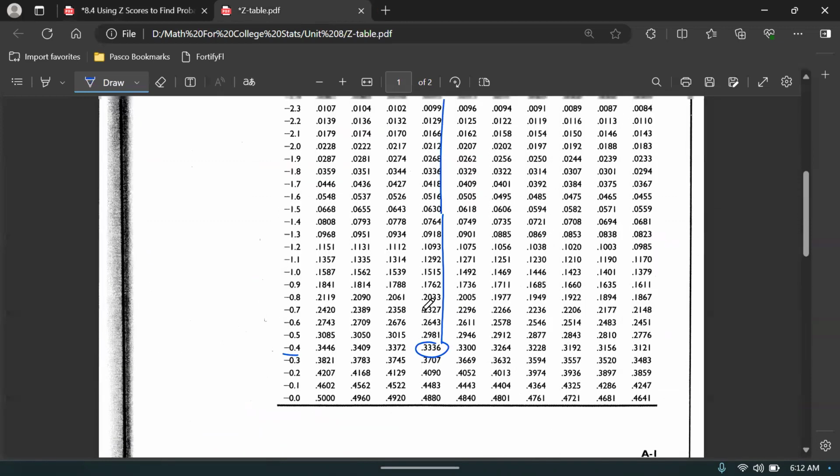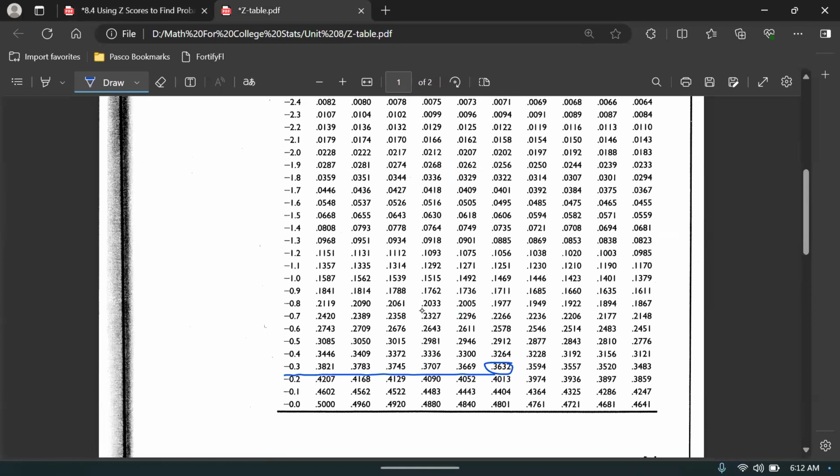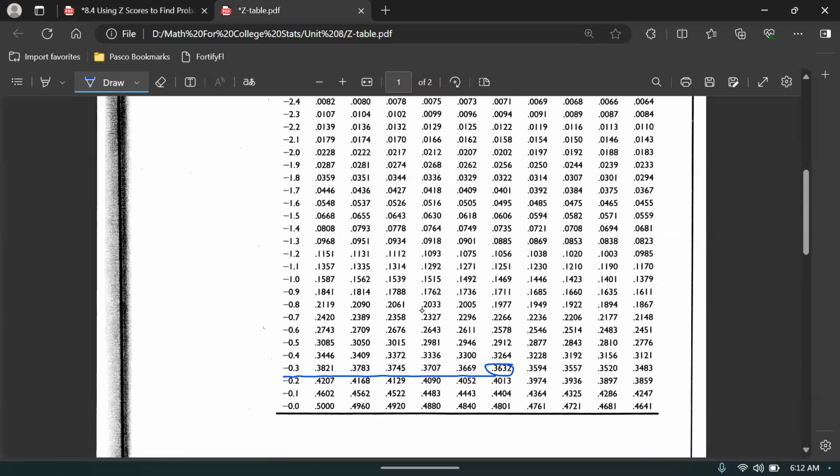So 0.3632. Let's see if we can find it. Who can find it first? Aha, I've already found it. 0.3632 is right here. And that's at a z-score of negative 0.3. Let's see, 0, 1, 2, 3, 4, 5. Go up. Yeah, 5, as you can see. So negative 0.35.